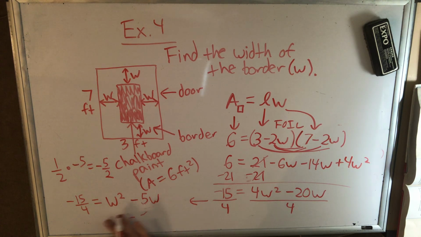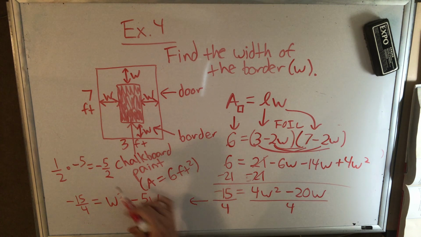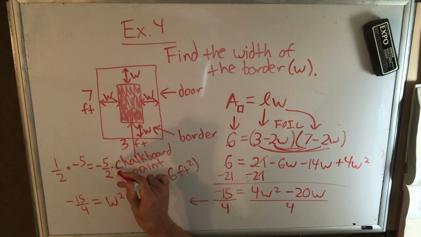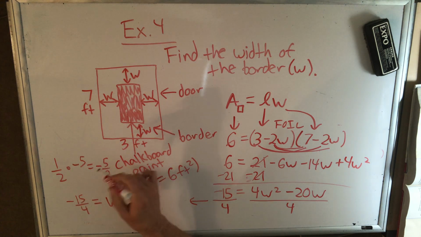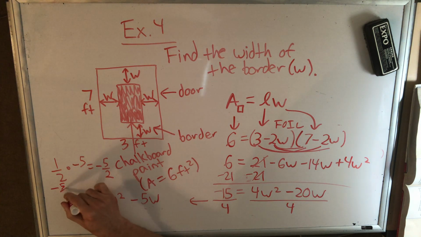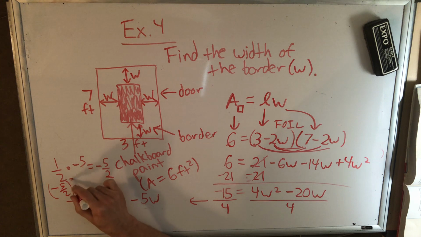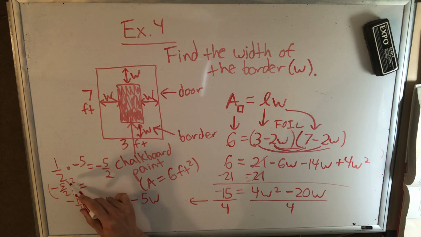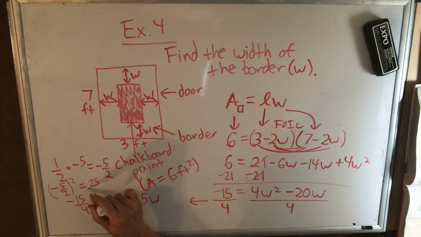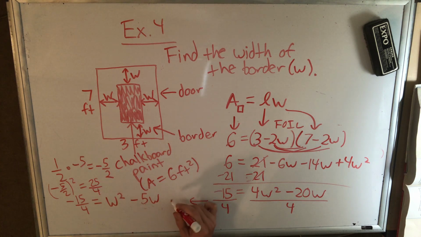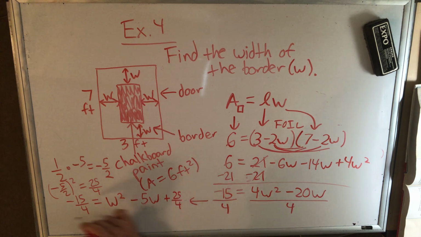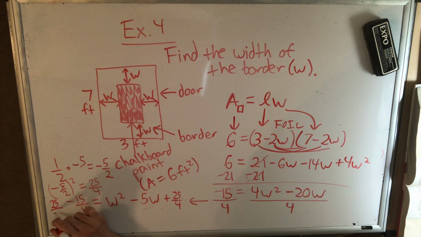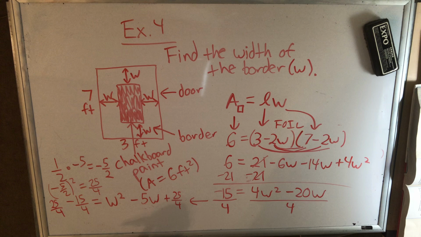Well, okay, we're running out of room here, unfortunately. All right, so we still need to square negative 5 over 2. So negative 5 over 2 squared, a negative times a negative is positive, then 5 squared is 25, 2 squared is 4. So we're going to add 25 over 4 to both sides. 25 over 4 minus 15 over 4 is 10 over 4.